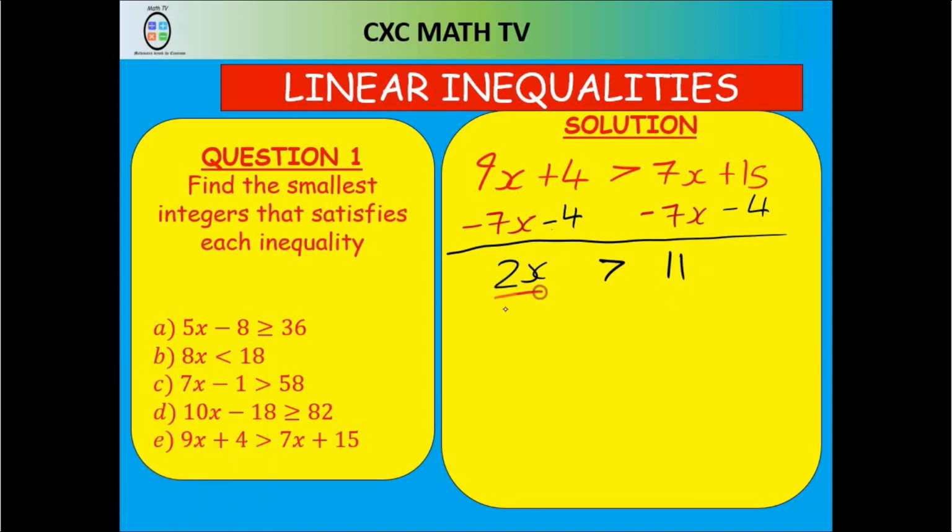Then we just do what? Divide both sides by 2. So x is greater than 5.5. And that's our answer. This is so easy.